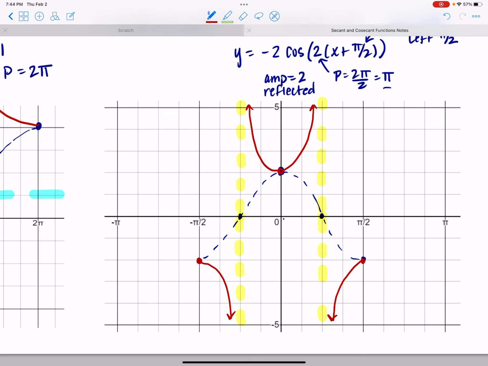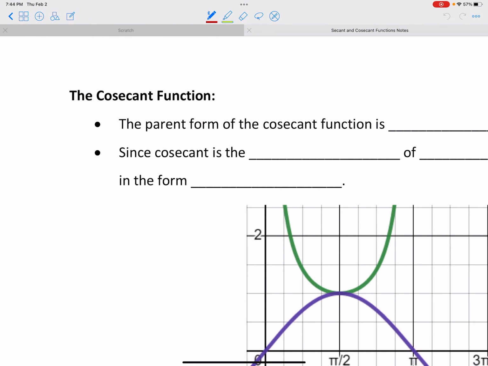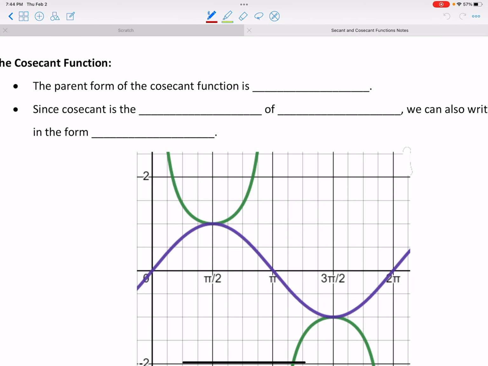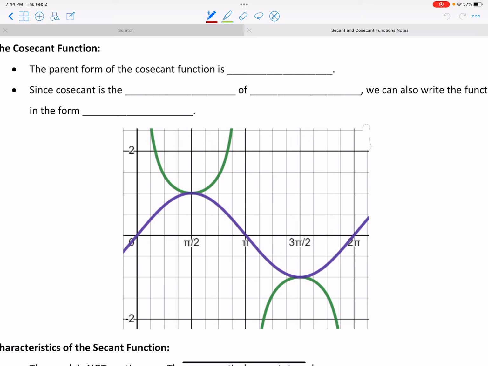So let's look at, once we've got this one down, the cosecant function, basically exactly the same. So I spared us a little bit here. The parent form for our cosecant function is y equals the cosecant of x. Since, again, cosecant is just the reciprocal of one of our others, it's the reciprocal of sine, then we can also write this as 1 over the sine of x. So I already took the liberty of graphing. Hopefully this looks familiar. This would be one cycle of the parent form of our sine curve.